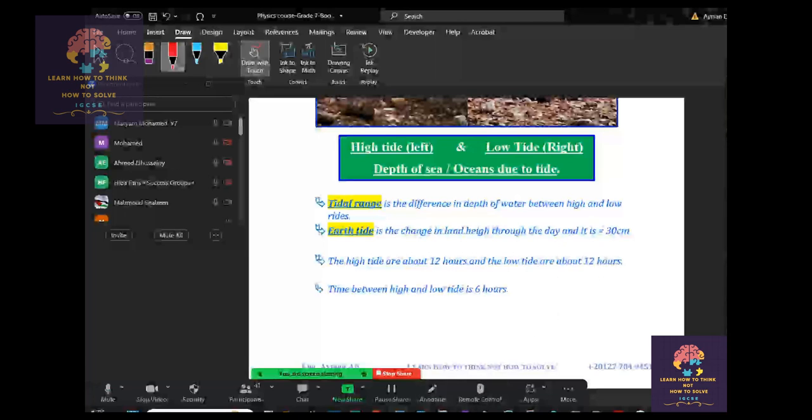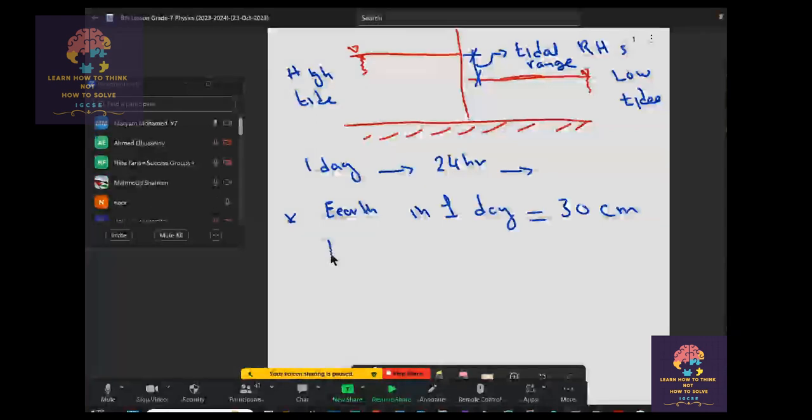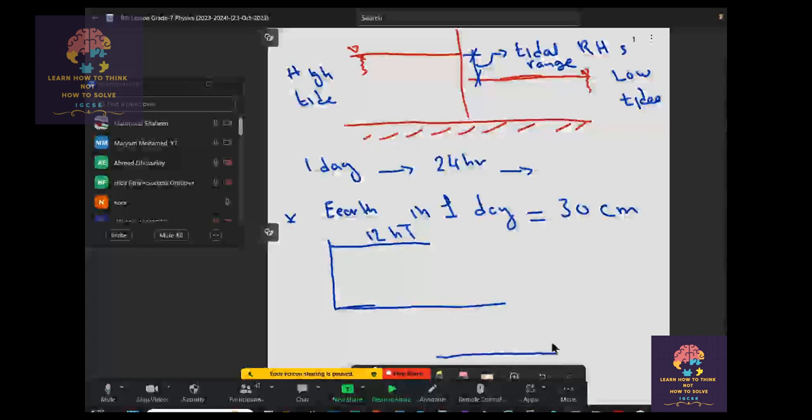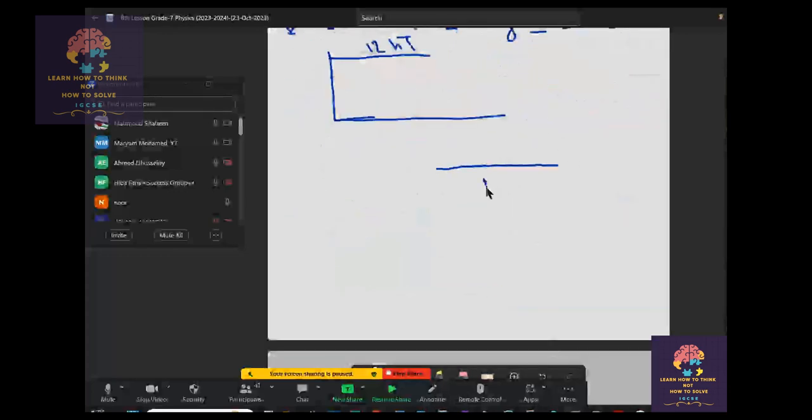For the time that the low tide takes to come after the high tide, it is 12 hours. It is made like this: 12 hours high tide and 12 hours low tide. It is actually more complicated than this, but let me simplify it for you.